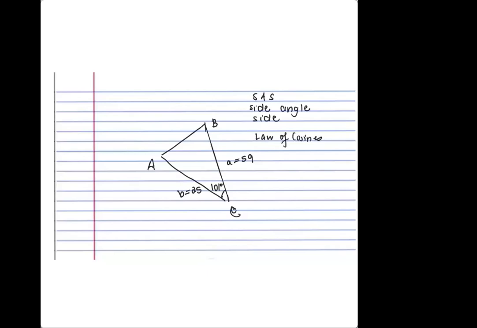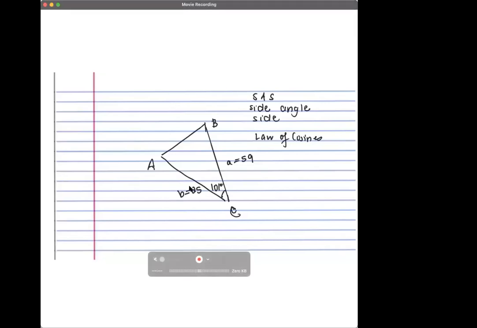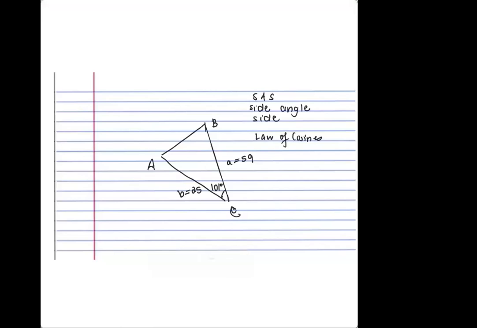All right, so for this one, they're asking us to solve the triangle. So we have to find all the missing pieces. And what's nice is they give us the largest angle. So it's good to go.